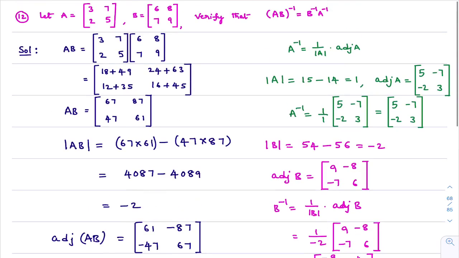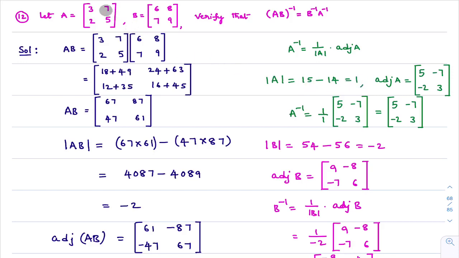Right? Now I want to calculate this RHS. What is RHS? B inverse into A inverse. So first I'll calculate A inverse and B inverse, and later I'll multiply both. First, A inverse. What is the formula for A inverse? 1 by det A into adjoint A. So I'll calculate det A. See, det A is what? 3 5s are 15 minus 2 7s are 14. So det A is 1.